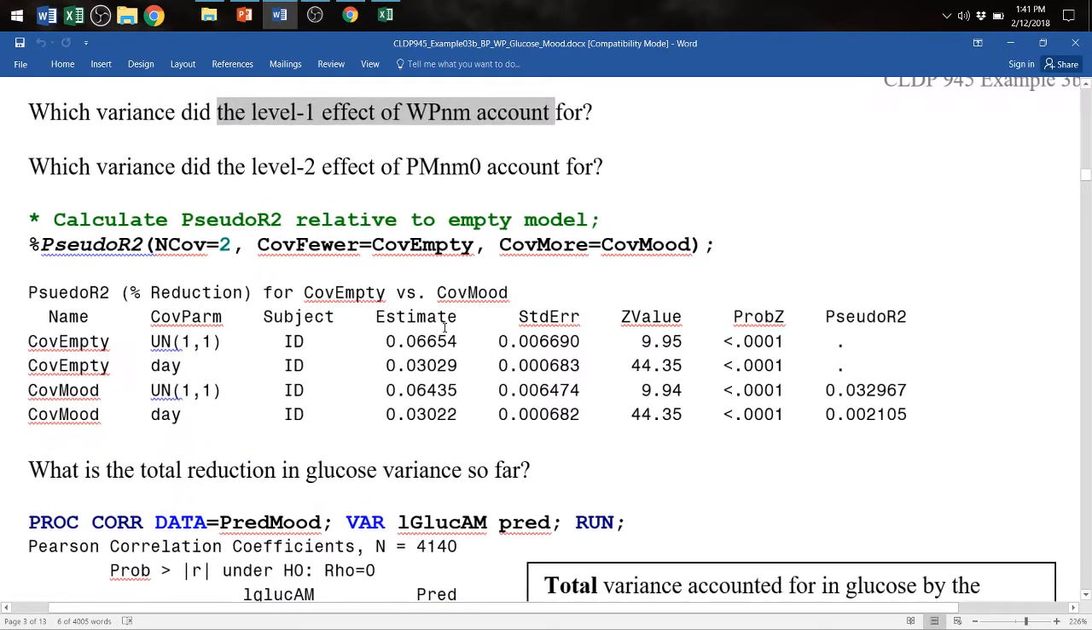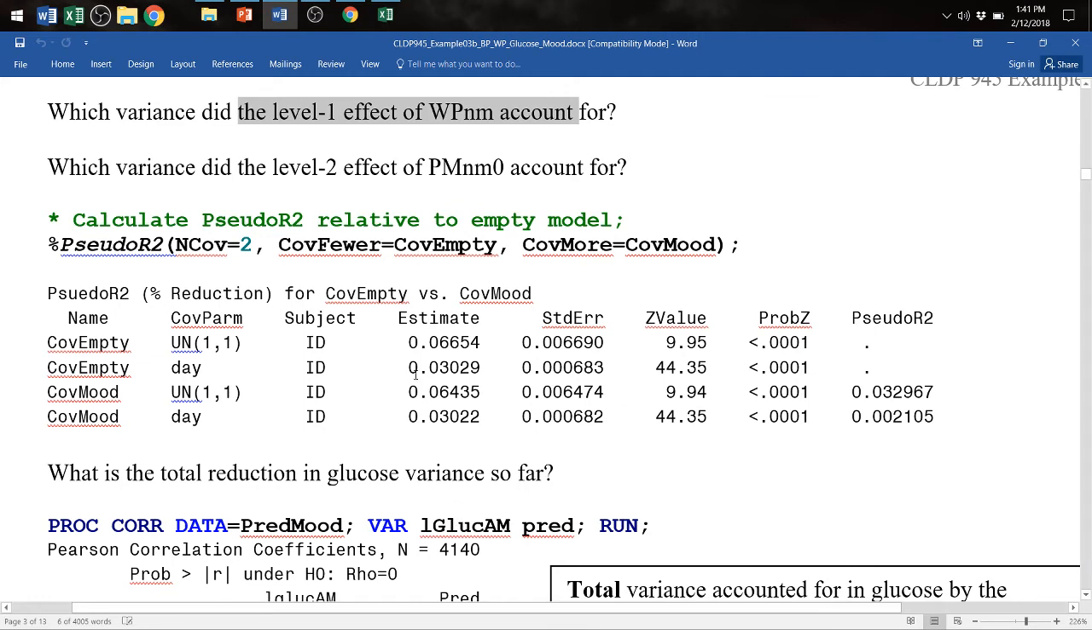Here's my pseudo R-square macro. Just to review how these are computed, it takes the variance component from the baseline model and the variance component from the current model, and it says what it was minus what it is over what it was. So 0.03029 minus 0.03022 divided by 0.03029 is 0.002. So 0.2% of the residual variance. That's what I got, and it's significant. That's a lot of power.